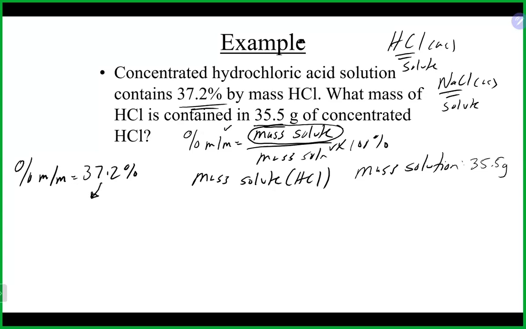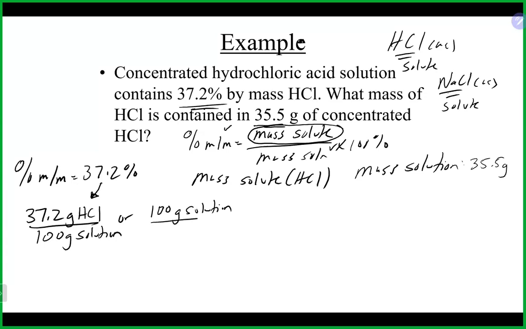So because we do have the percentage given to us, we could really just turn that into a conversion factor. And that would mean in this case, we have 37.2 grams of HCl in 100 grams of solution. And remember, since it is a conversion factor, we could flip it around and do the other way. 100 grams of solution is 37.2 grams of HCl in this particular case. So since we do have the mass of the solution given to us, we could just do our normal sort of dimensional analysis.